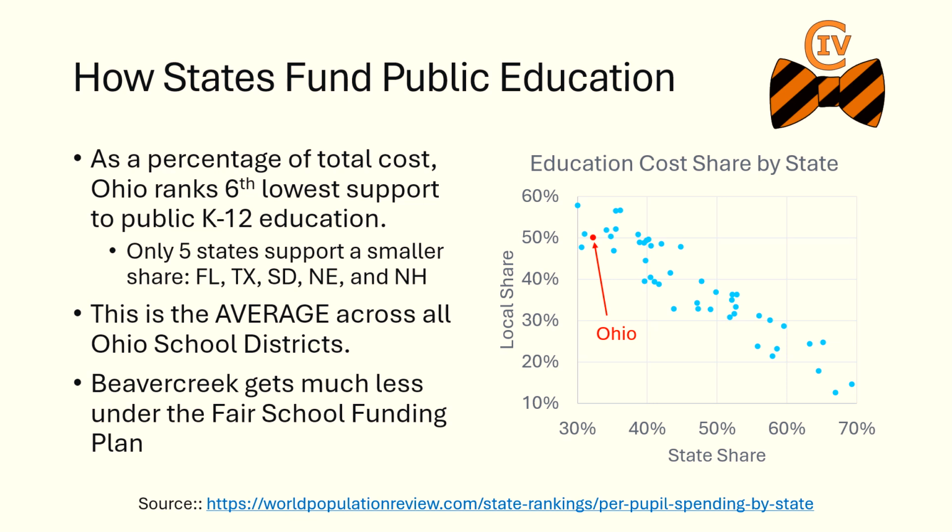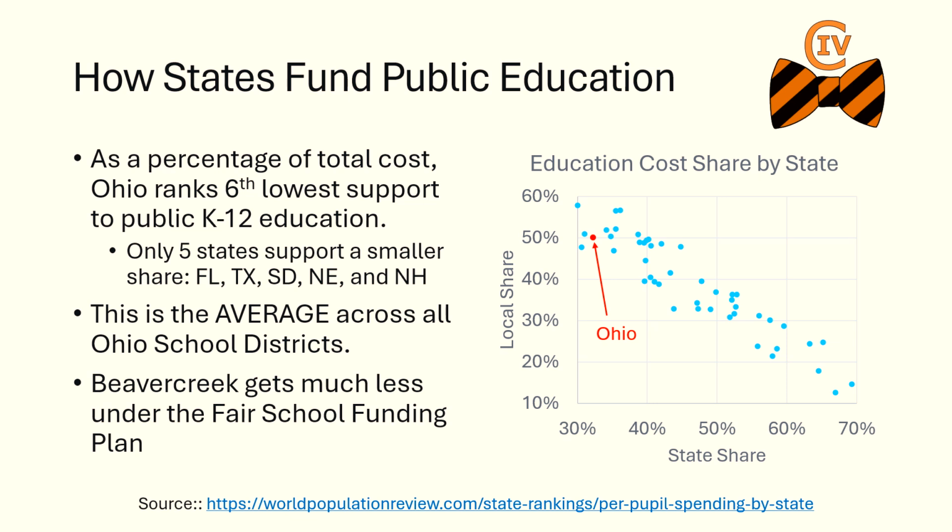How does the state of Ohio fund public education? Well, the graph on the right here shows on the x-axis how much the state share is for each of the school districts by state. And I've highlighted Ohio here because what you can see pretty clearly is we are down near the very bottom. There's a couple outliers further to the left that fund schools even less, but only three of them.